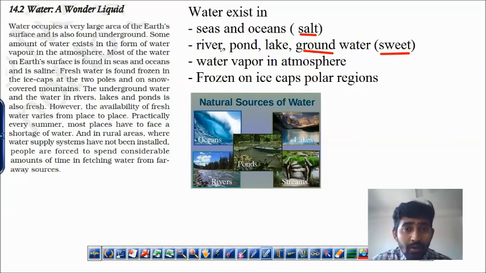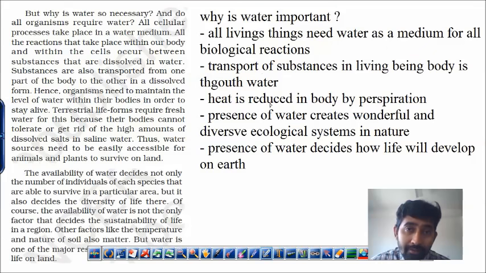Where else is water found? It's found in the atmosphere. The water is found in the form of water vapor, and water is also found frozen on the ice caps of polar region. So water exists everywhere inside our body also, and it is one of the most important elements for life. Why is water important?